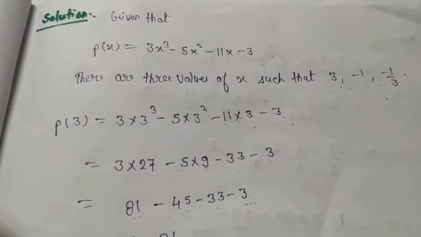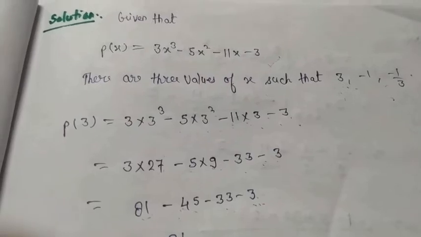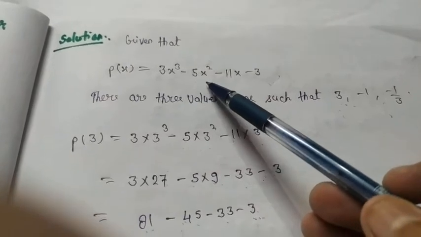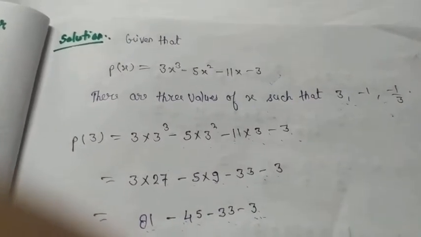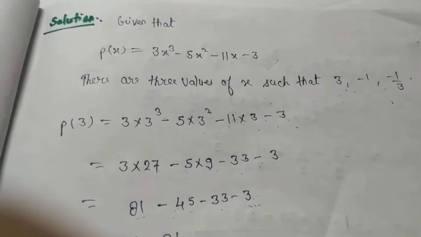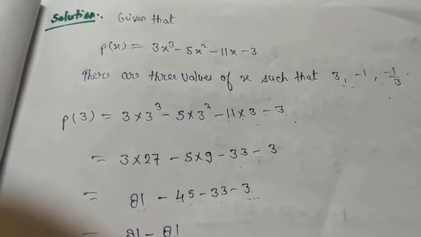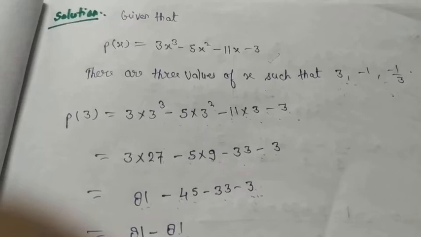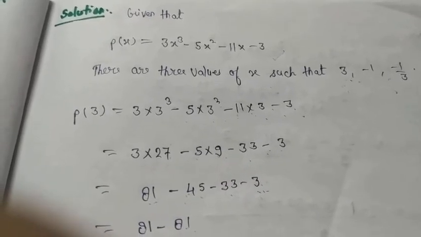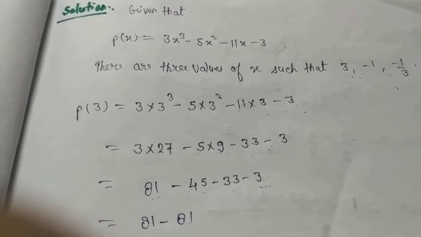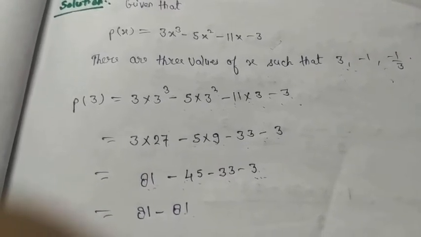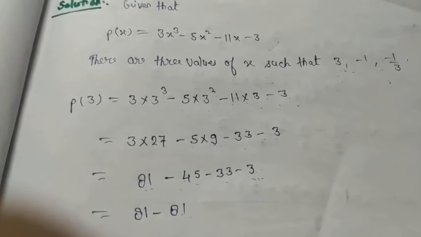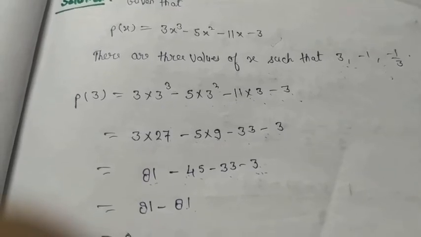Children, whatever information is given, I have noted down. The polynomial was given, so I have supposed p(x) equal to 3x cube minus 5x square minus 11x minus 3. In that question 3 values were given, that is 3, minus 1 and minus 1 by 3. These are nothing but values of x, and for those values we have to check whether each is a zero of the polynomial or not. So for all the 3 values we have to check.